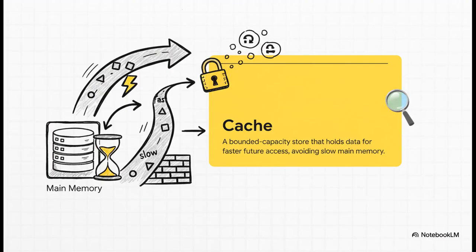So let's just define it. What is a cache? It's basically just a storage spot with a fixed size, that's the bounded capacity part, that keeps a copy of the data you've just used. The goal is super simple: have what you need ready and waiting in that fast lane so you don't have to make that long, slow trip back to main storage.